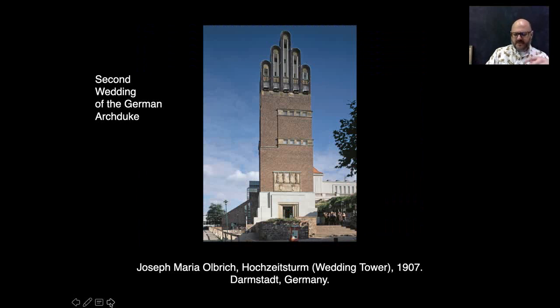Another interesting, much more symbolic building, it's not a functional building, it's more of a memorial, is this building by Joseph Maria Albrecht in Germany. And this was dedicated to the second wedding of the German Archduke at this time in 1907. And it's cool because I can see an influence of Art Nouveau and the decorative aspects, the ornamental aspects, this kind of asymmetry here, these little punctuated windows.